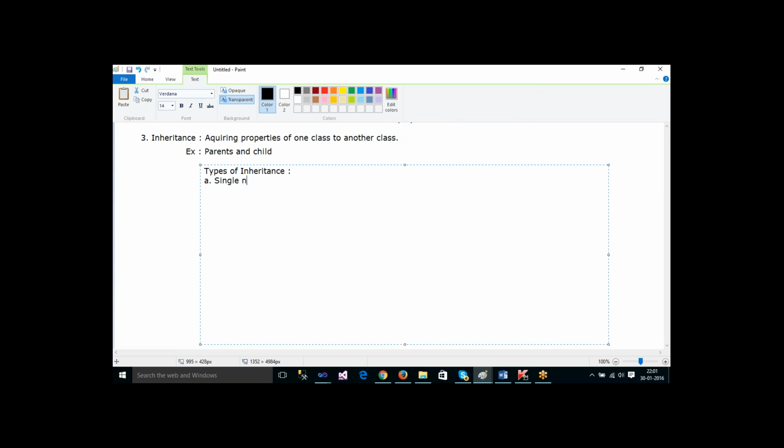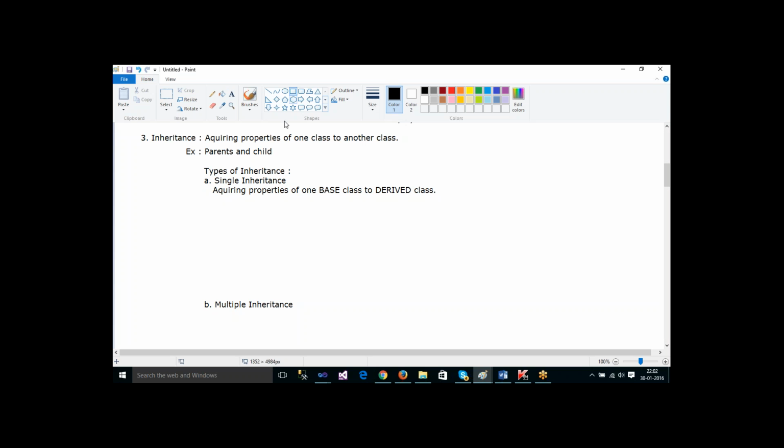Single inheritance, multiple inheritance. Now what is single inheritance? Acquiring properties of one base class to a derived class. What is the meaning here? Let's see it in diagrammatic form so that you can understand very easily.